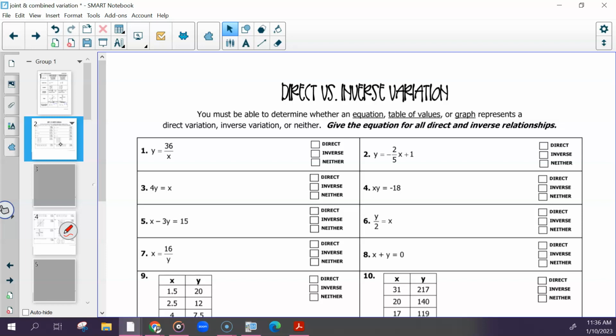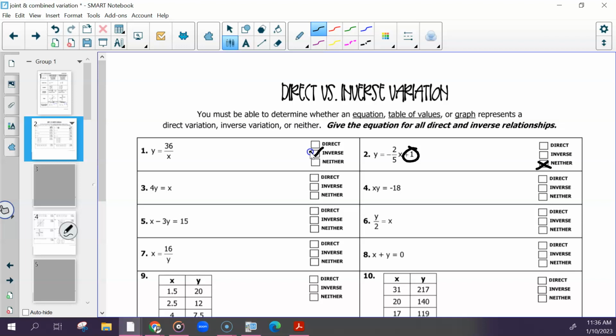It is inverse. It has the x in the denominator, so that should tell you a light bulb should go off, a bell should go off, that this is inverse. What about number 2? It is neither. It almost looks like it should be direct, but because of that +1, it is neither.